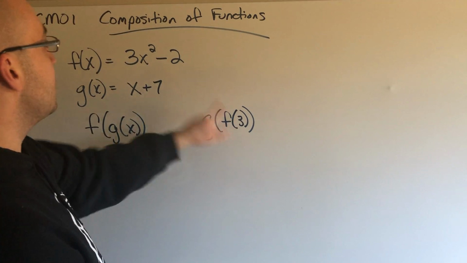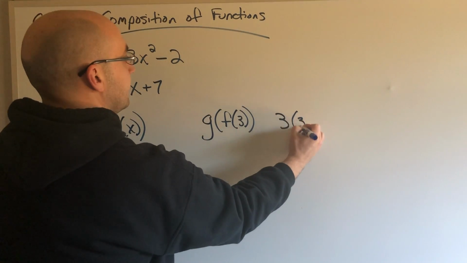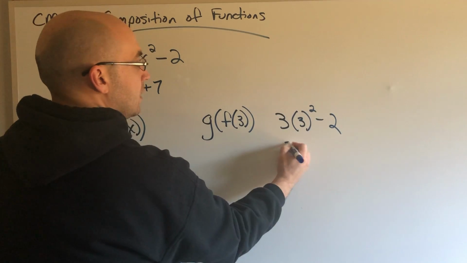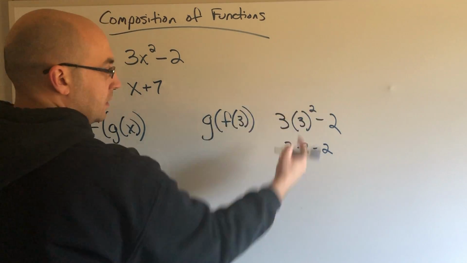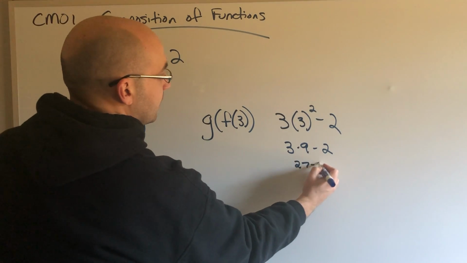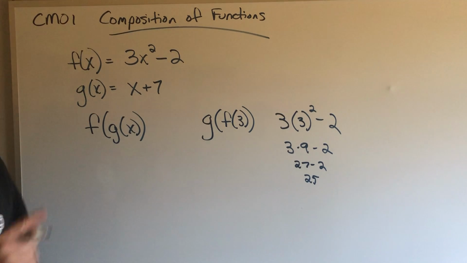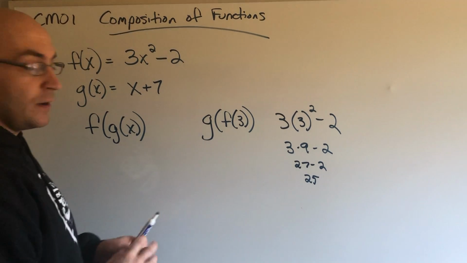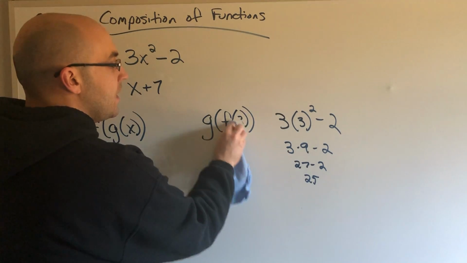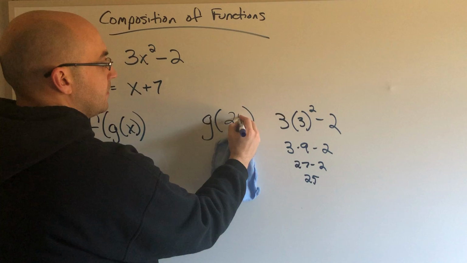So I'm going to plug in 3 for x here, right? Then I get 3 times the quantity of 3 squared minus 2, so 3 times 9 minus 2, because remember we're doing the exponent first. 27 minus 2 is 25. Now I have found the f function's value when x is 3, and that's 25. So it's kind of like I'm replacing this value with 25.